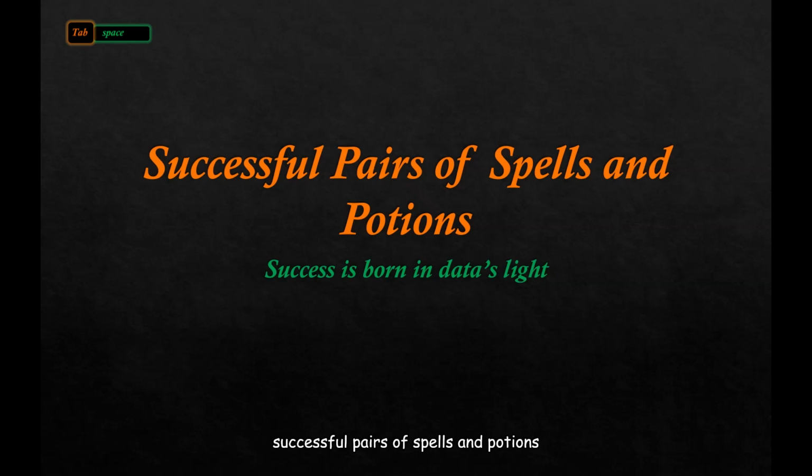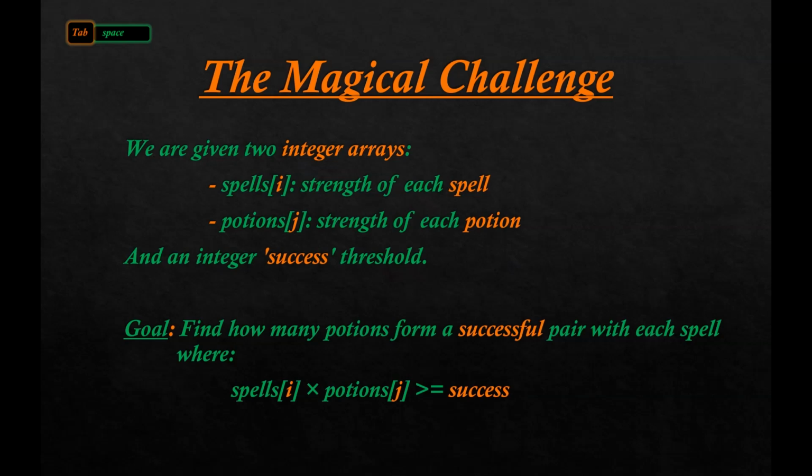Welcome to Successful Pairs of Spells and Potions, where coding meets a bit of magic. In this problem, we are given two arrays. One represents the strength of spells and the other represents the power of potions. We are also given a success threshold, a magical limit that defines what counts as a successful combination.